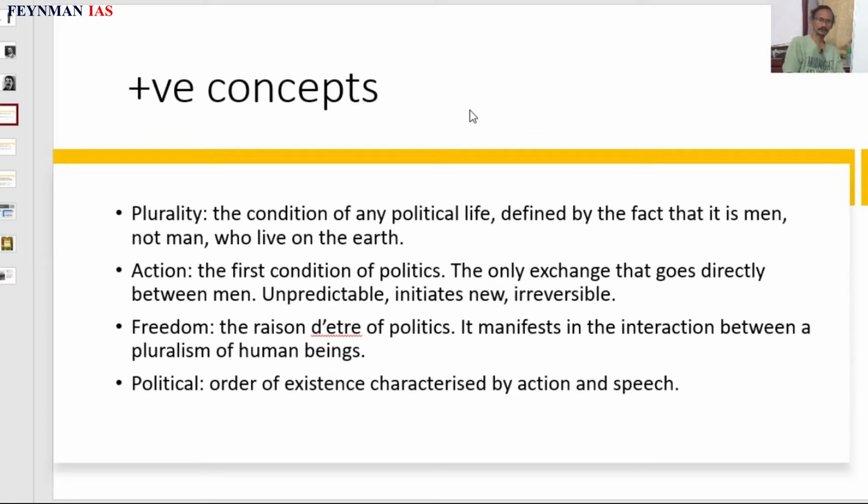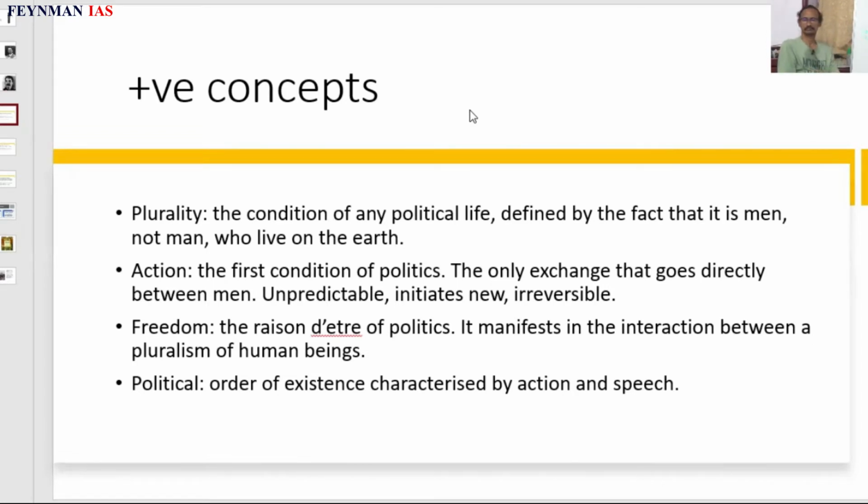And action. Action, to her, is the first condition of politics. The only exchange that goes directly between men, unpredictable, initiating something new and irreversible. So what one can act or be acted upon, unpredictable, irreversible, is action.